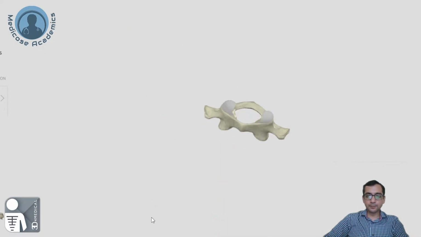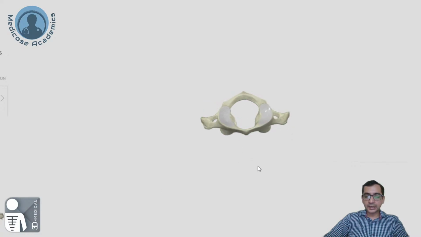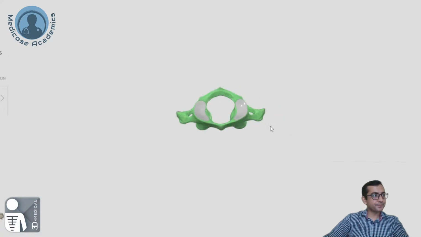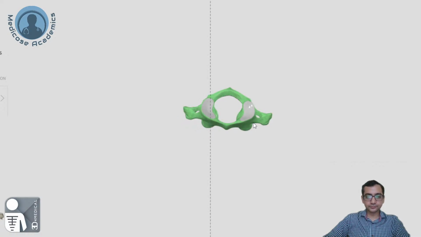You will see it has a very peculiar shape. What differences can you find? It does not have a body. That's a very big thing. It does not have a body and it does not have a big spinous process. So what does it have?